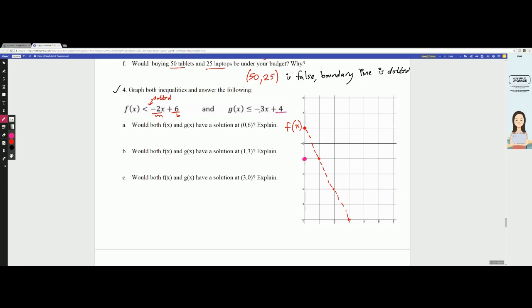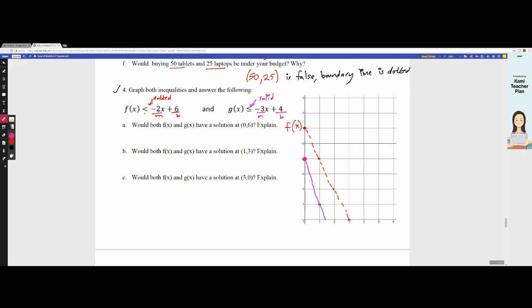Okay, so there's my intercept and my slope, my rate of change. Okay, down 3 over 1. Dotted or solid? Solid. Boundary line. Okay, so I'm going to draw. There we go.